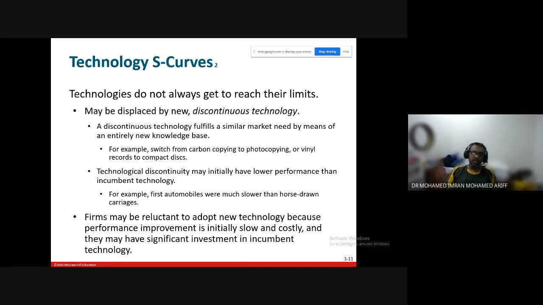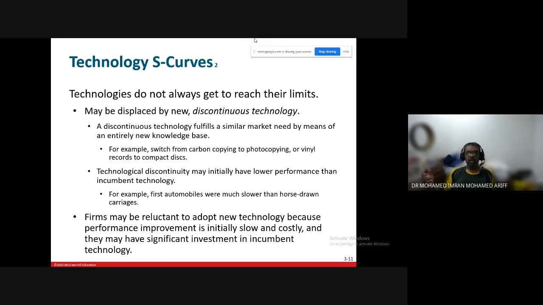The S stops somewhere, and then dia sambung another S pula. Okay? It switches. Technology does not always get to reach its limits, it may be displaced by new discontinuous technology. That means each technology does not reach its limit. Tak sampai limit dia lagi. That means it's not fully utilized, tapi ada something new dah masuk dah. Example, switching from carbon copying to photocopy to vinyl recording to compact disc. That means people have not used the old technology till the end. Tapi keluar teknologi baru, terus yang lama dah lupakan. Dulu kita pakai tape, and then we use CD, and now itu pun tak ada lah. We just listen on YouTube and download music and so on.